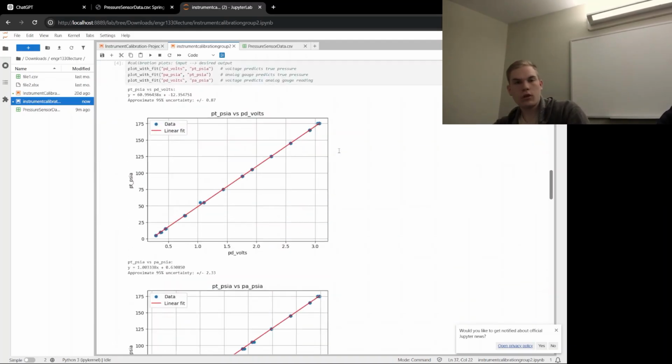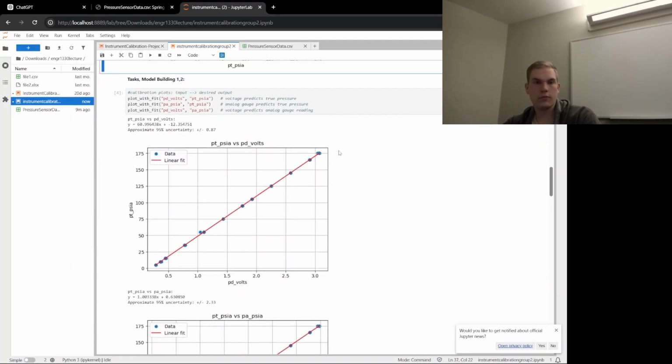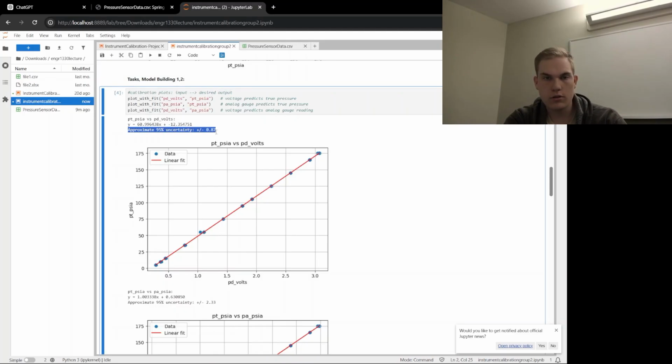All right. So for our first two tasks, which go together for the model building, we have our calibration plots. What the function does is it takes two columns of data, takes all the x values and all the y values, draws a scatter plot of the data points, then fits a straight line through them. So our best fit line. Each line specifically is our voltage to true pressure, showing how voltage relates to the real pressure, where we have our approximate confidence and our uncertainty, and then our little plot, which has our blue data points and our red line of best fit.